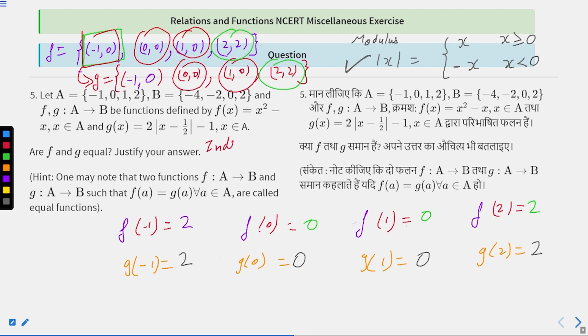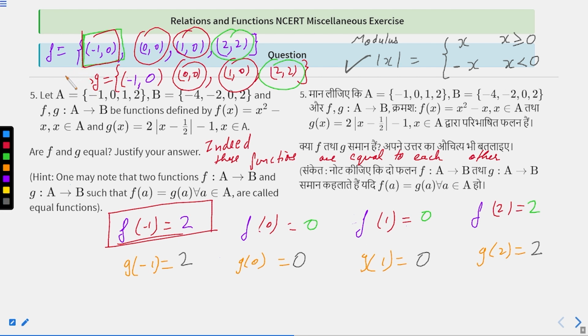Indeed, these functions are equal to each other. Okay, so sorry for this error I have made. Okay, so it's clear that now they are equal.